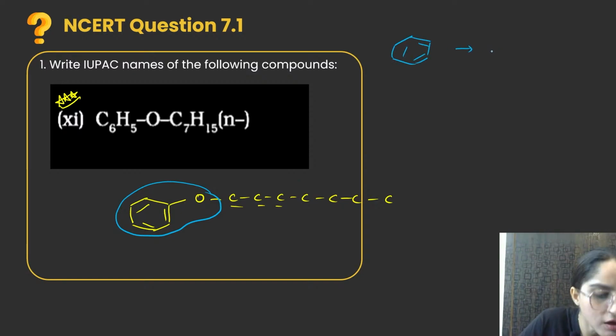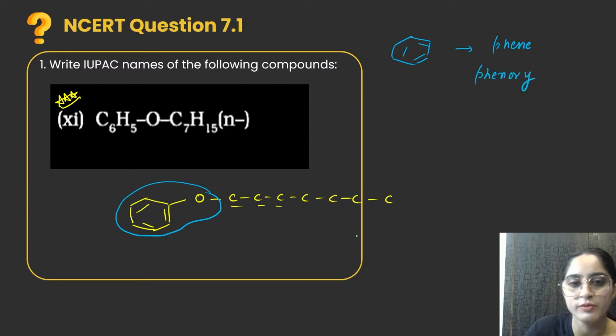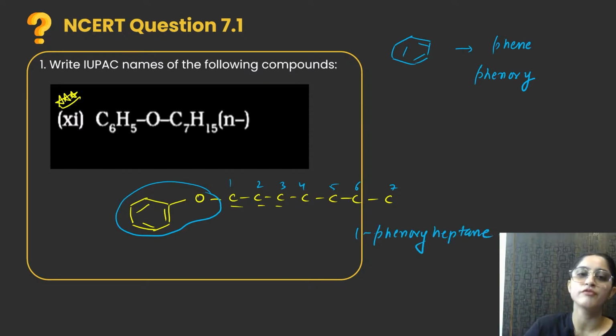As I told you, benzene is basically a phene group, right? So when OH is attached over here, it is called phenol. Now it is acting as alkoxy, so it will be called phenoxy, right? Phenoxy. So what will be the answer? This is 1, 2, 3, 4, 5, 6, 7. It will be 1-phenoxyheptane. Okay, 1-phenoxyheptane. That is your correct answer.